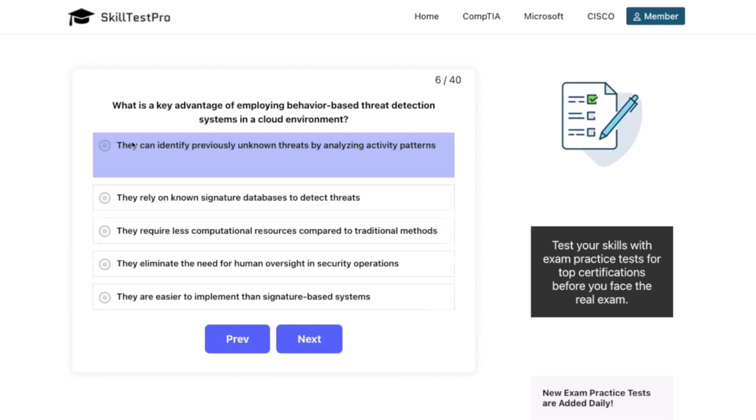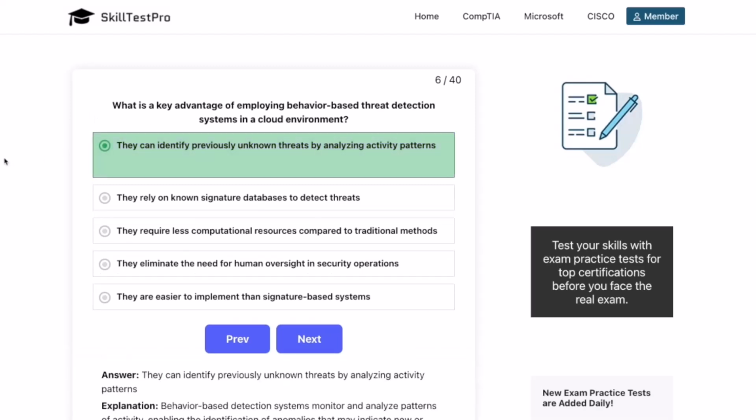The correct answer is they can identify previously unknown threats by analyzing activity patterns. Behavior-based detection systems monitor and analyze patterns of activity, enabling the identification of anomalies that may indicate new or evolving threats, enhancing proactive security measures.